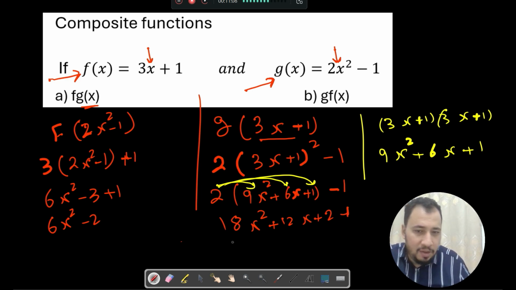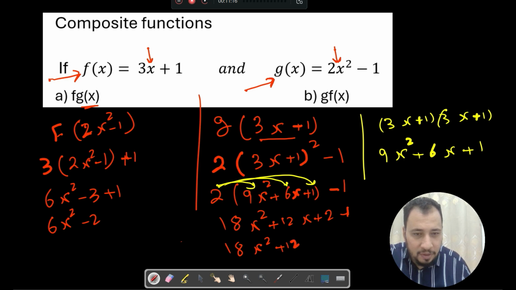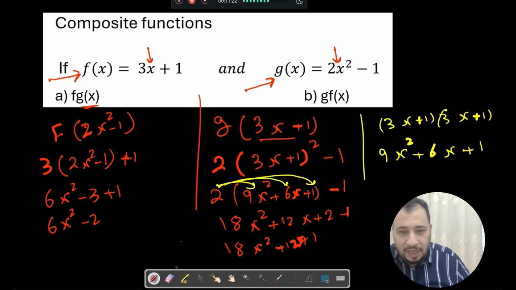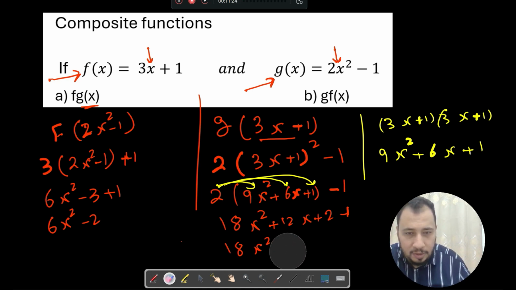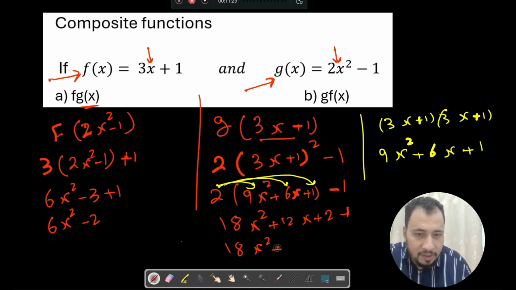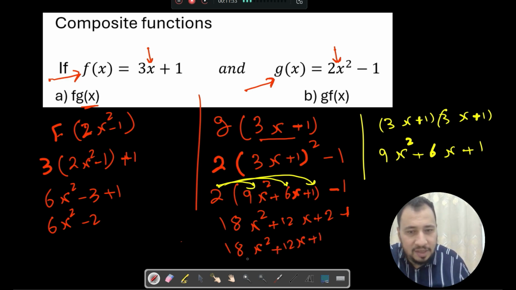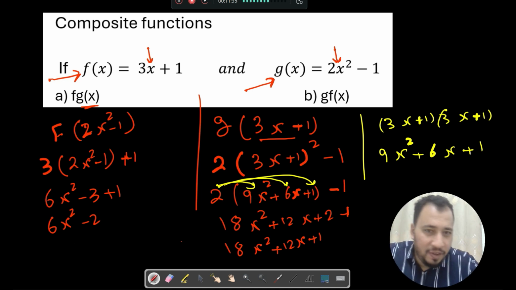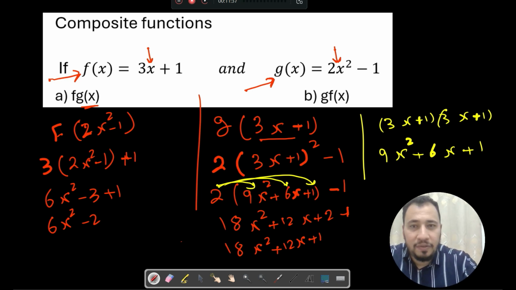Okay, and now let's find it in simplest form. 2 minus 1 is 1, so 18x squared plus 12, I'm sorry, plus 12x plus 1. Okay, let me write it again. It's going to be 18x squared plus 12x plus 1, and this is the final answer in simplest form.